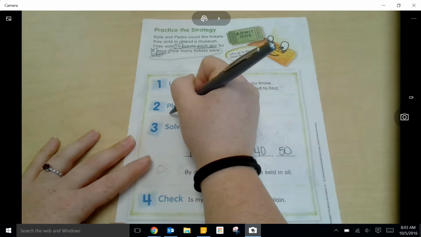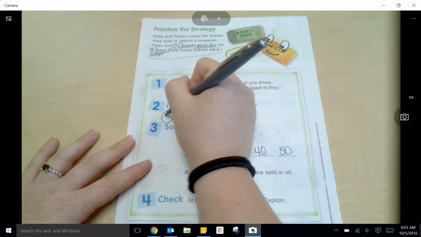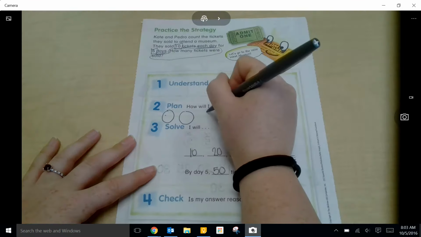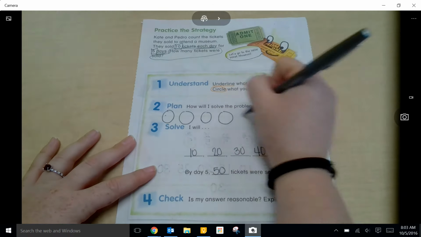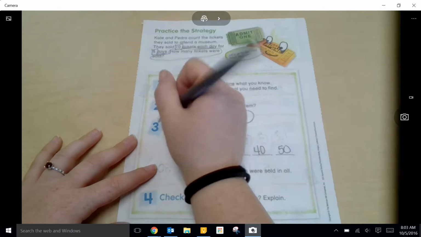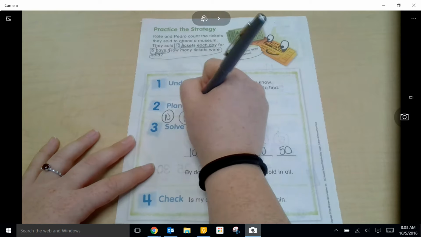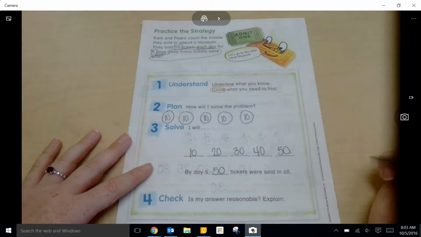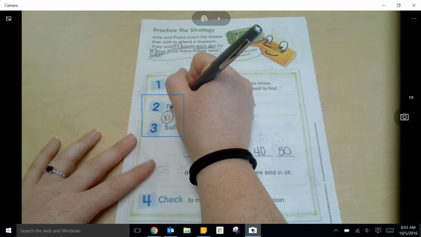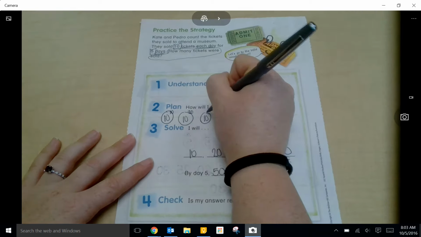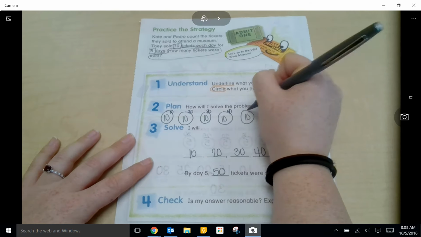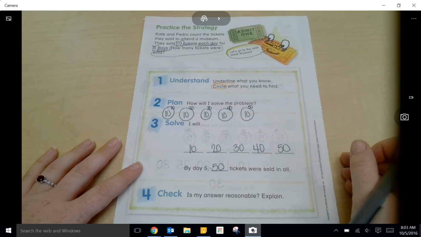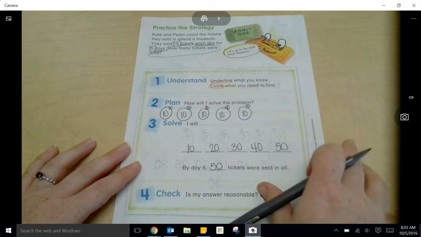The other way is the circles that Miss Comic was showing you yesterday. They were selling tickets for 5 days, so I draw 5 circles. 1, 2, 3, 4, 5. Then I write the number 10 in each circle. Now I can skip count as I'm adding them together. 10, 20, 30, 40, 50. So he sold 50 tickets. Or Kate and Pedro sold 50 tickets.